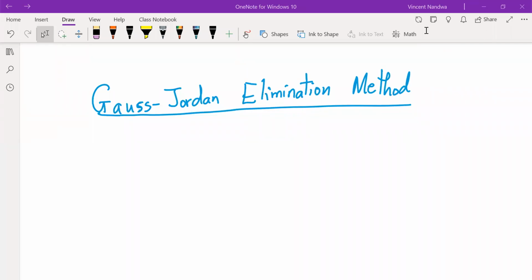Welcome back. This class we are going to discuss the Gauss-Jordan elimination method for solving systems of linear equations. We begin by giving the steps we need to follow, and thereafter do an example to illustrate how the method works. So, steps.